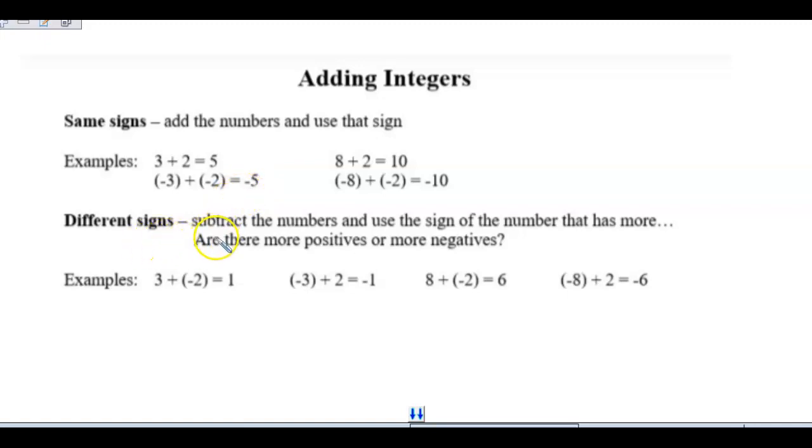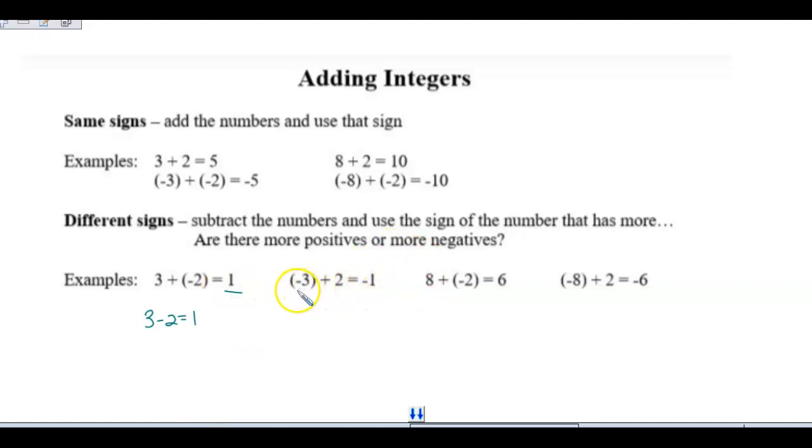Different signs. Subtract the numbers and use the sign of the number that has more. Are there more positives or are there more negatives? So in this case, I have 3 plus negative 2. I have different signs. So I'm going to take 3 minus 2. And that's going to give me 1. I have 3 positives, 2 negatives. There are more positives than negatives, so my answer is going to be a positive 1.